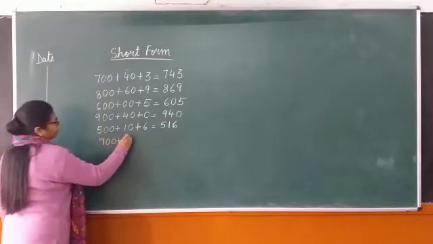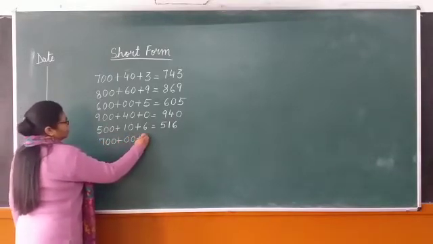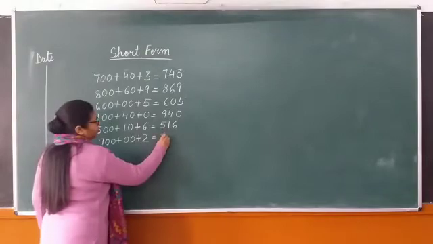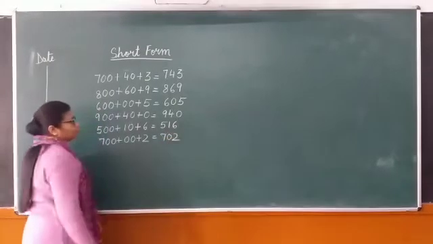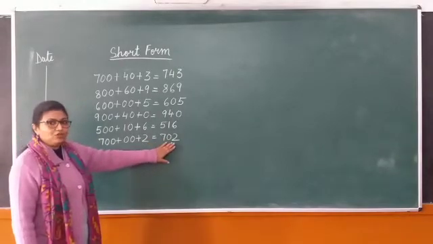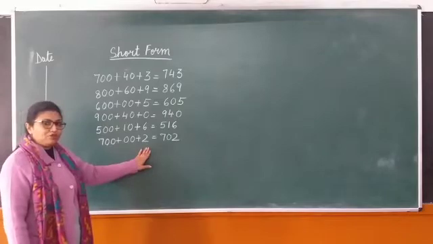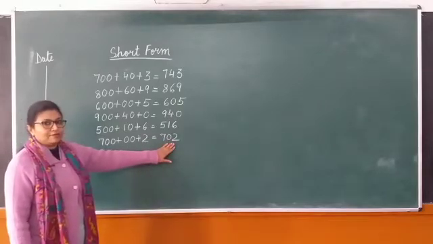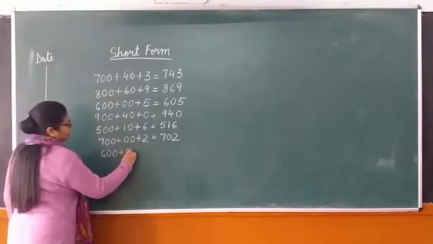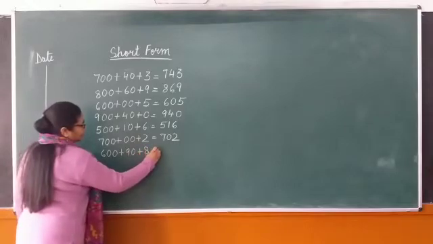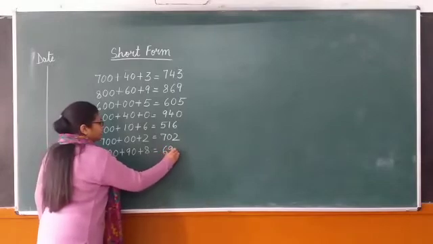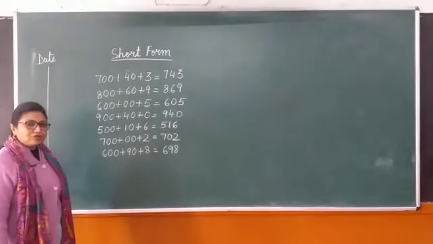Now again 700 plus 00 plus 2. So now how will we write this? This is 702. So this is your expanded form what we did last time and now today we are doing short form. So this expanded form will be given to you. You have to write the short form of the expanded form. Now again 600 plus 90 plus 8. Now the short form of this will be 698. Alright students, have you understood?